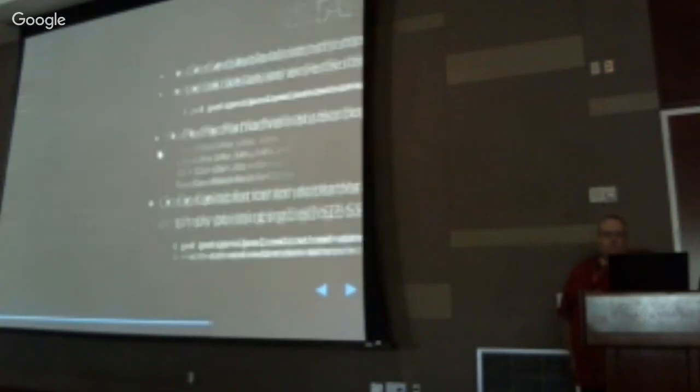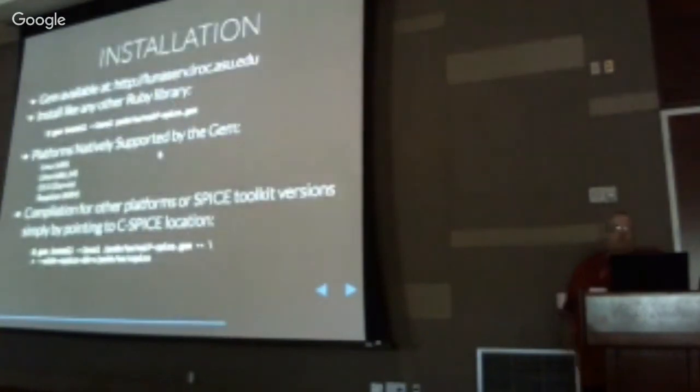The Ruby spice wrapper is pretty straightforward. The gem is the Ruby version of a library. Download on the Lunaser download webpage. You can install it using the gem command like any other Ruby library. And it comes with compiled library versions for Linux, both 32-bit and 64, and Raspberry and ARM.